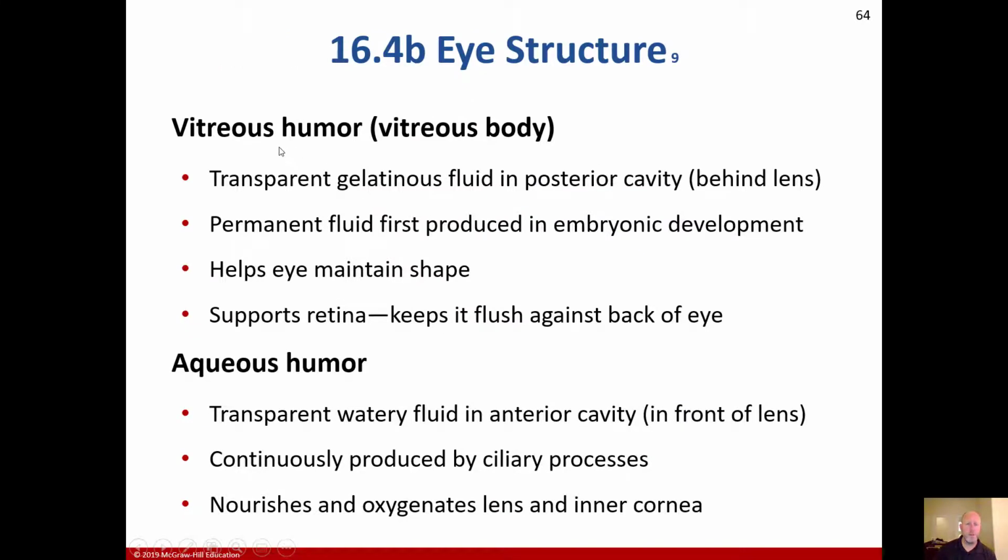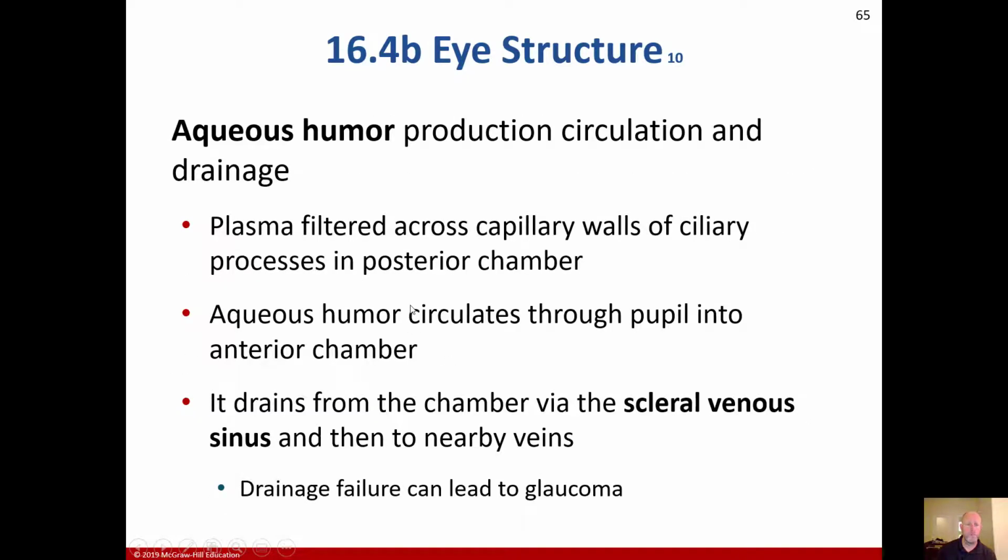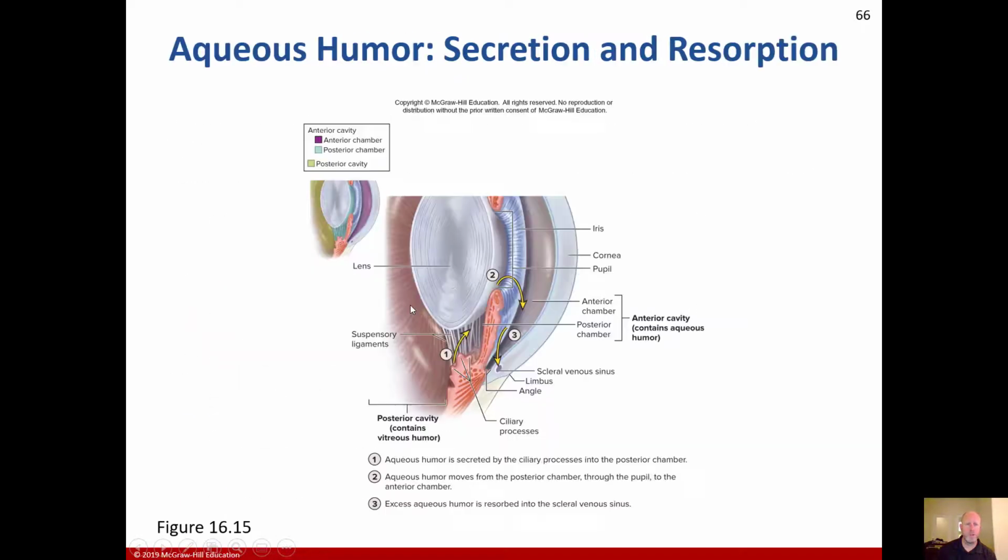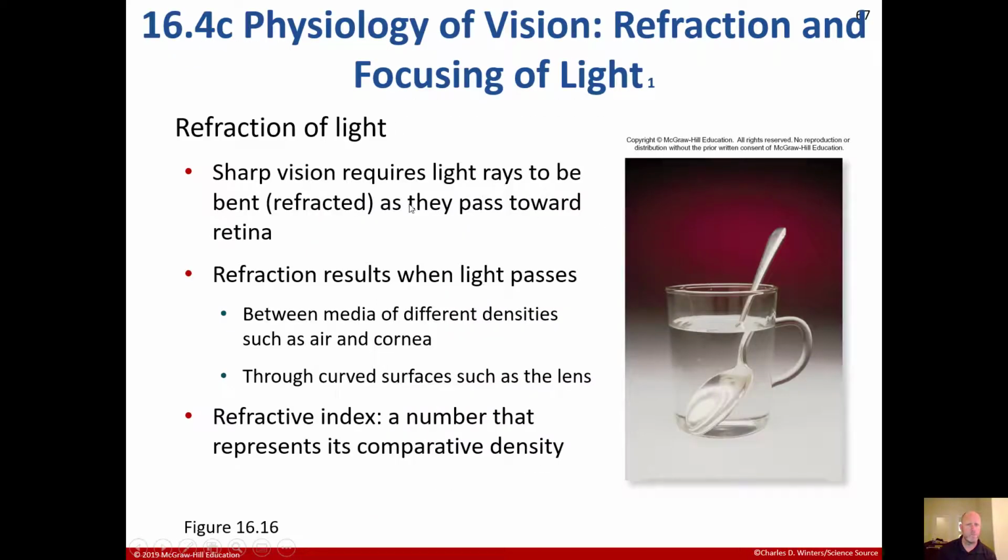As far as the structure, again, note more the location of the vitreous humor and aqueous humor. Generally speaking, the vitreous humor, of course, helps maintain the eye shape. It supports the retina, keeps it flush against the back of the eye. The aqueous humor nourishes and oxygenates the lens and the inner cornea. I'm not going to worry about more detail right now. That image, just trying to recall, was not on your exam.